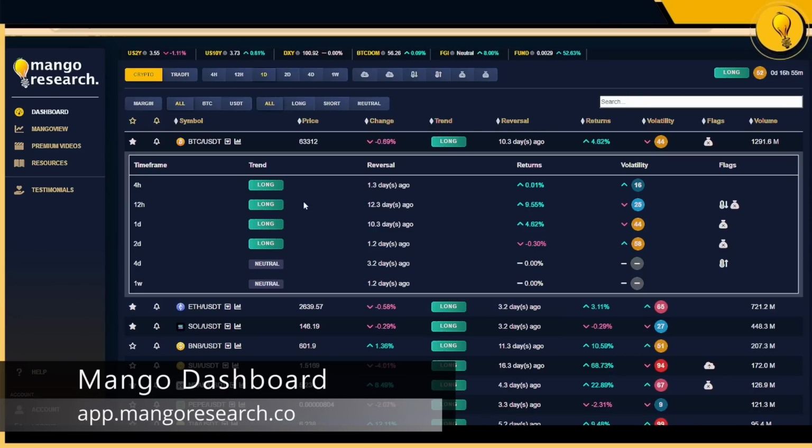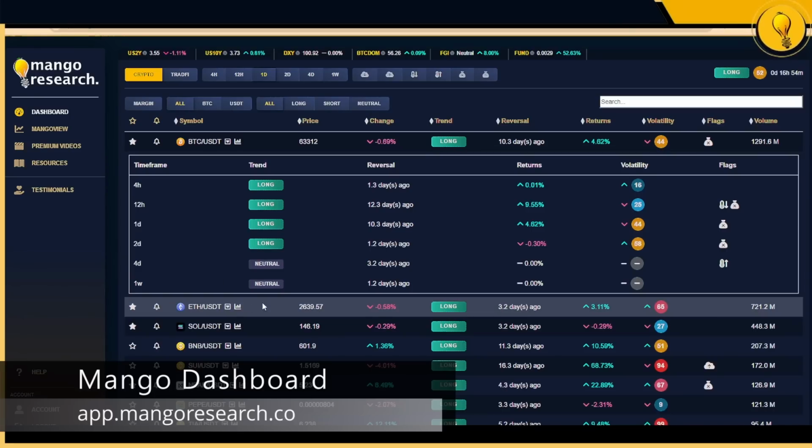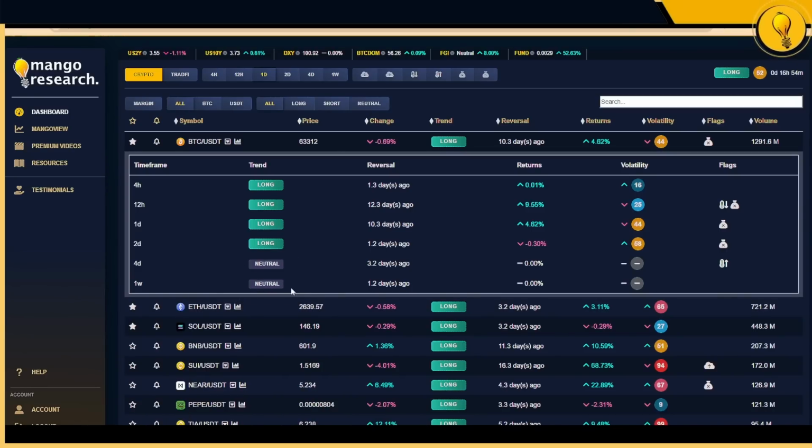The 4 hours long, the 12 hours long, the daily is long, the 2-day is long as well. More importantly, guys, the two big ones over here, the weekly being red and the 4-day being red, have both flipped from short to neutral. Massive developments on the dashboard over here. The trend is beginning to line up with everything that we want. The entire trend profile, the volatility profile, it's all looking good.